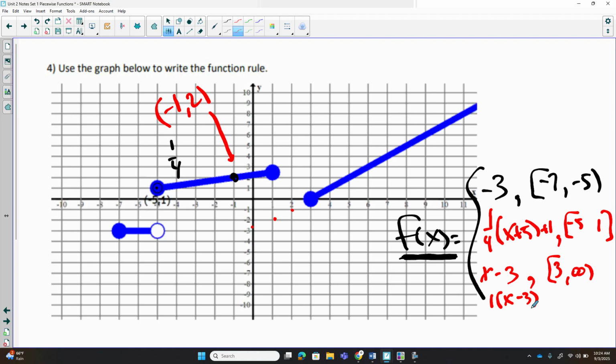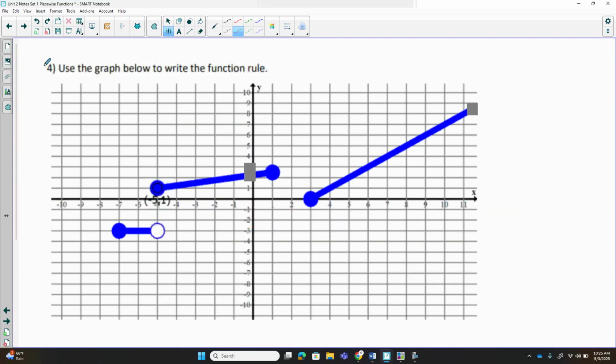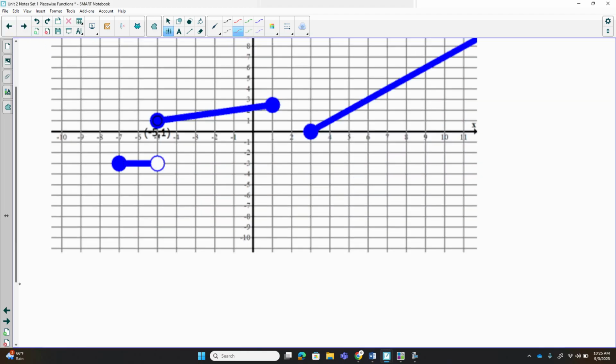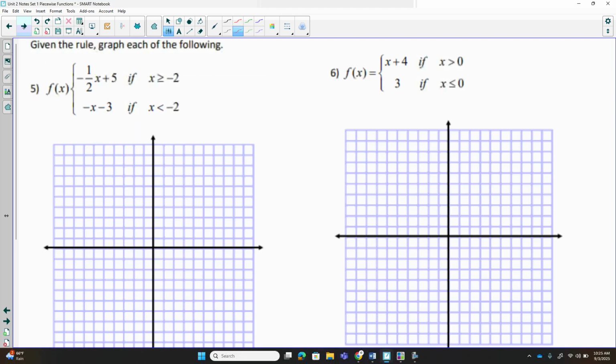Okay. Questions? Is this too easy for you? I'm hoping so. I think we should go ahead and do this one right here. Number 5. Graph in number 5.